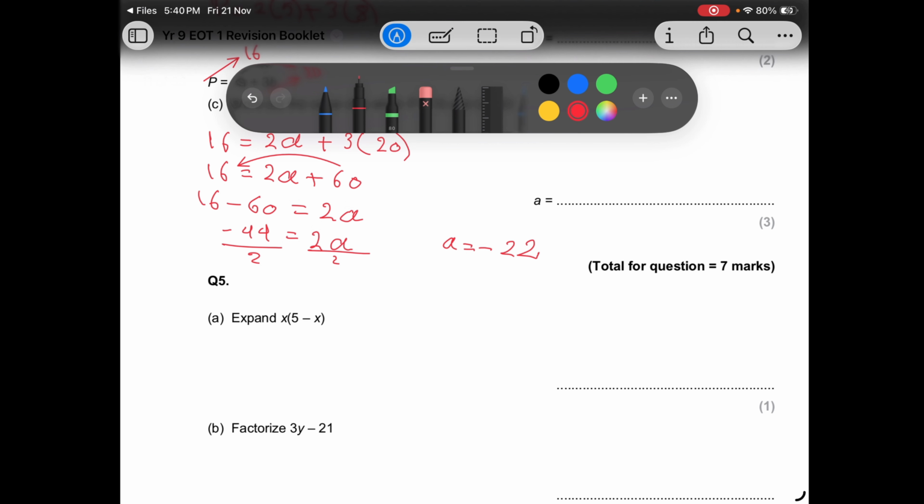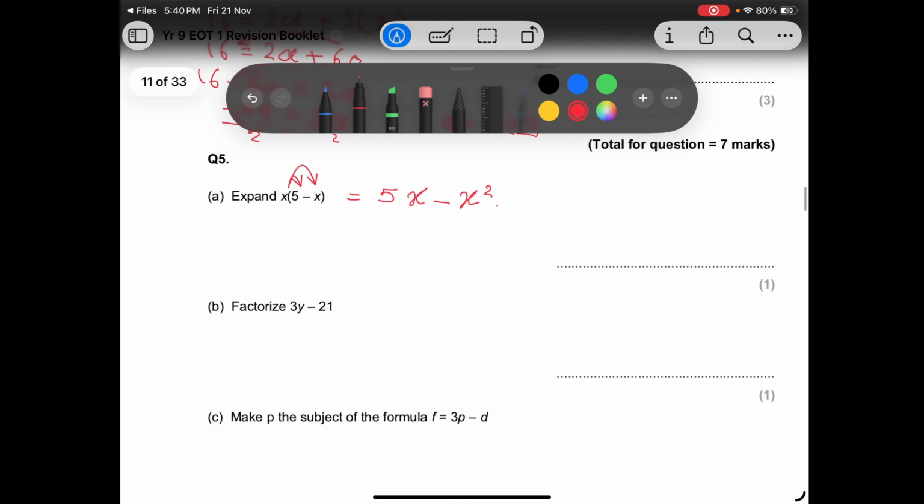Next problem, guys, to expand this, so we call this distribution. I will multiply this here, and I will multiply this here. So it will be x times 5 is 5x minus x times x squared, and that's it.